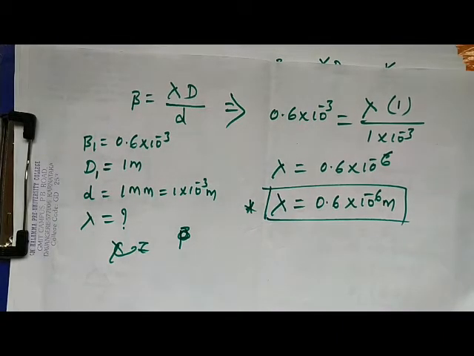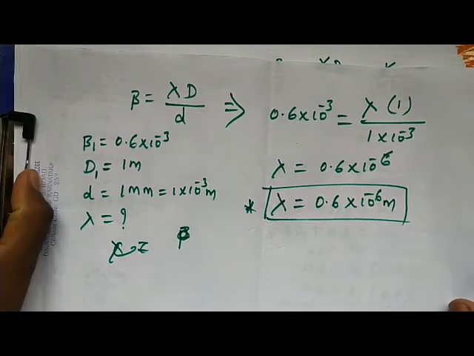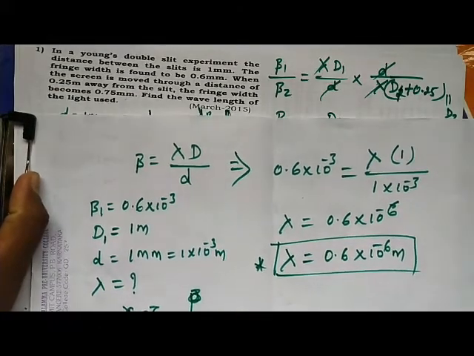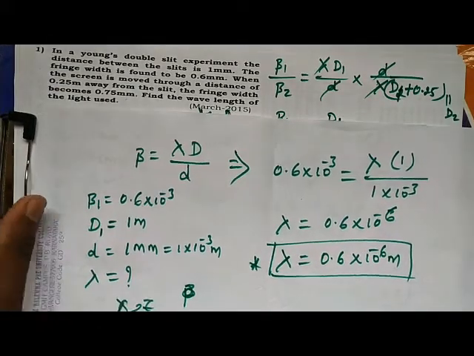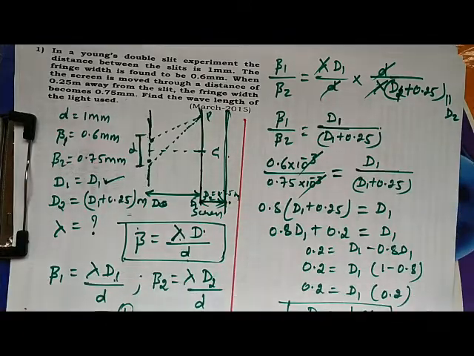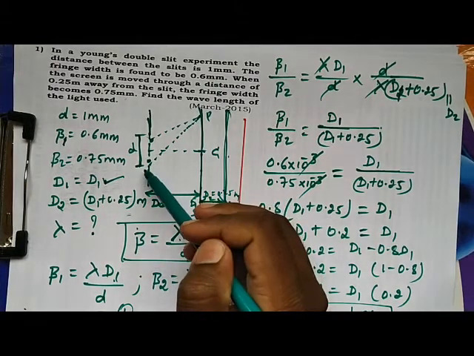Yes, my dear students, once again you look at the numerical. Given in the Young's double slit experiment, the distance between the two slits is 1 mm.